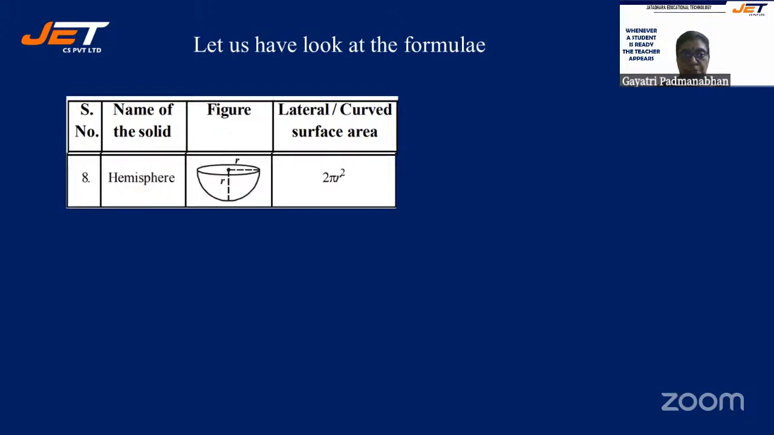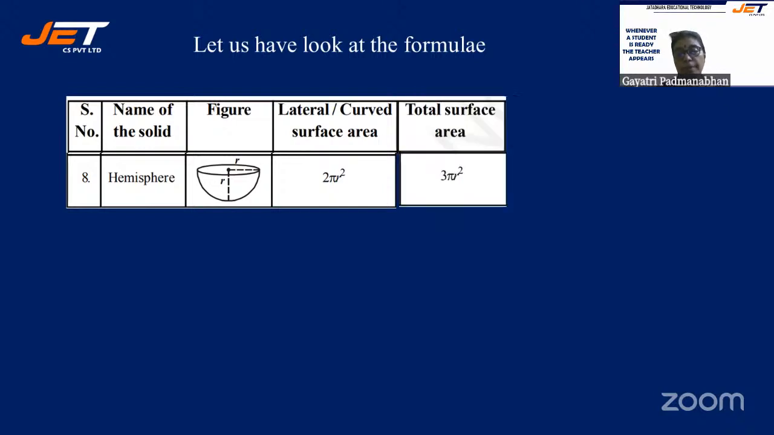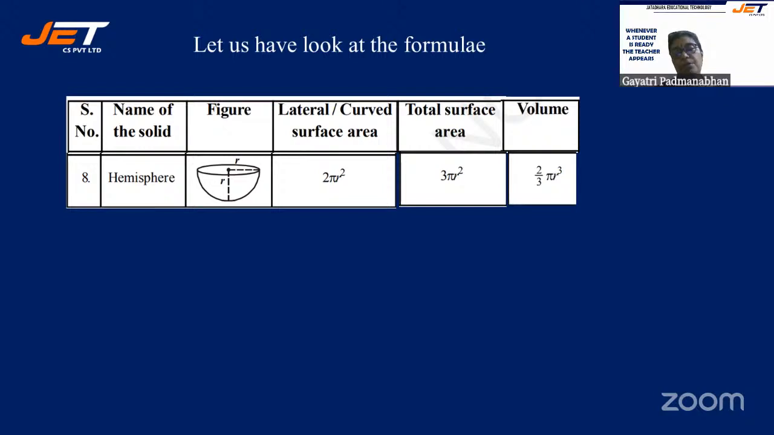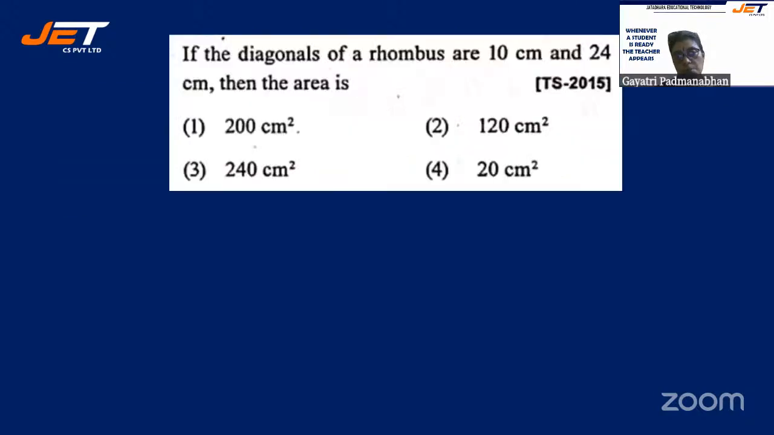Next we have the solid called the hemisphere, the half of this. The lateral or the curved surface area is 2 pi r square. Total surface area is 3 pi r square. Volume is 2/3 pi r cube.